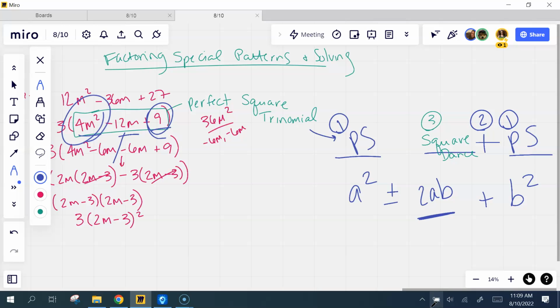The square root would be a. The square root would be b. So the square root of a times the square root of b, multiplied together and doubled. Look at the example here. What's the square root of 4m squared? 2m. What's the square root of 9? 3. So what's 2m times 3? 6m. Double that: 12m. That's what's in the middle. So that is a perfect square trinomial.